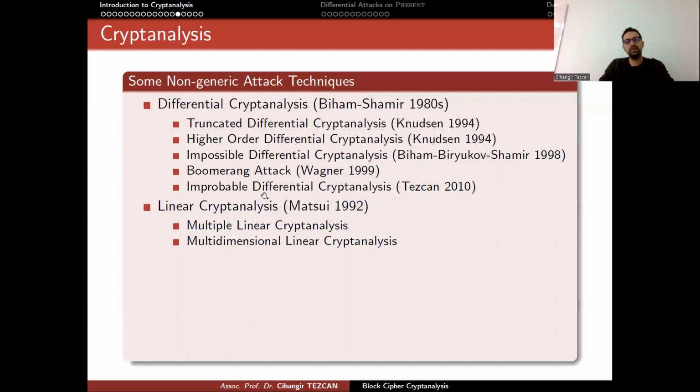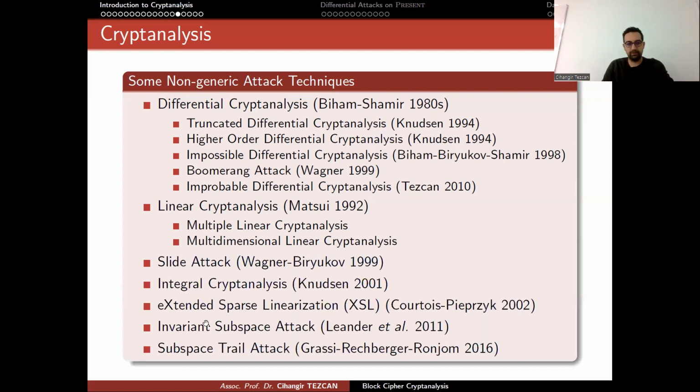Okay. So Matsui came up with linear cryptanalysis in 1992. This was the first practical break of this in practice. But we have many variants like multiple linear cryptanalysis, multi-dimensional linear cryptanalysis, and so on. We can also combine, I haven't listed it here, but you can combine differential and linear cryptanalysis and have differential-linear cryptanalysis, which works really well on some ciphers. So you can sometimes combine a few of these attack types together.